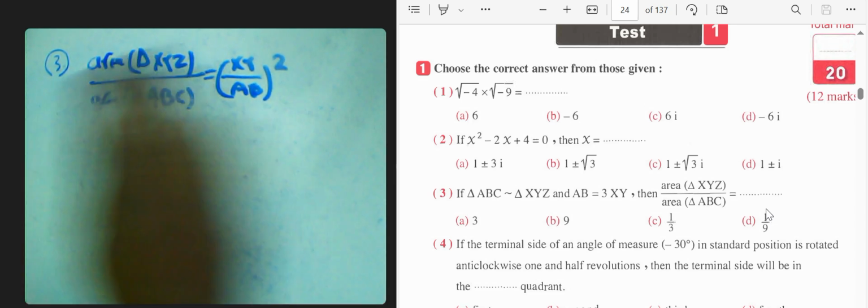Question number 4. If the terminal side of angle negative 30 degree in standard position is rotated anti-clockwise one and a half revolution, then the terminal side will be equal.